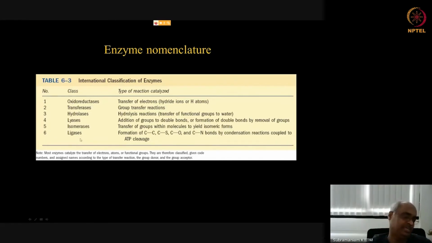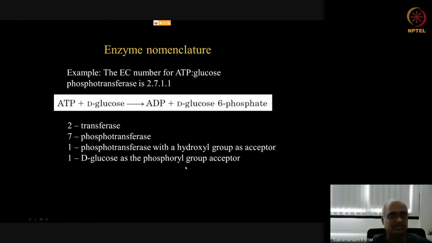Then you have ligases, which join and make bonds: carbon-carbon, carbon-sulfur, carbon-oxygen, carbon-nitrogen, like the peptide bond. These bond formations are catalyzed by ligases. Under each of them you have a very large number of enzymes distinct from the other five, and that is why you have these six major groups. Within this, we have subgroups, as we saw in the example of ATP glucose phosphotransferase.